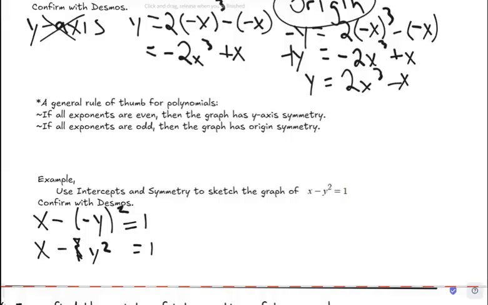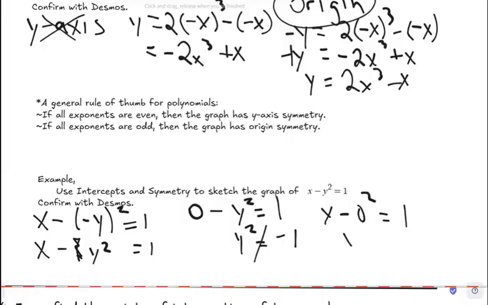Also, if we want to check out the intercepts, when I replace x with 0, so you get minus y squared equals 1, you have y squared equals negative 1. That doesn't have any solution, so there are no y-intercepts. So when I replace y with 0, I get x minus 0 squared equals 1. So x equals 1 is the x-intercept. So I know that x equals 1 is the x-intercept.